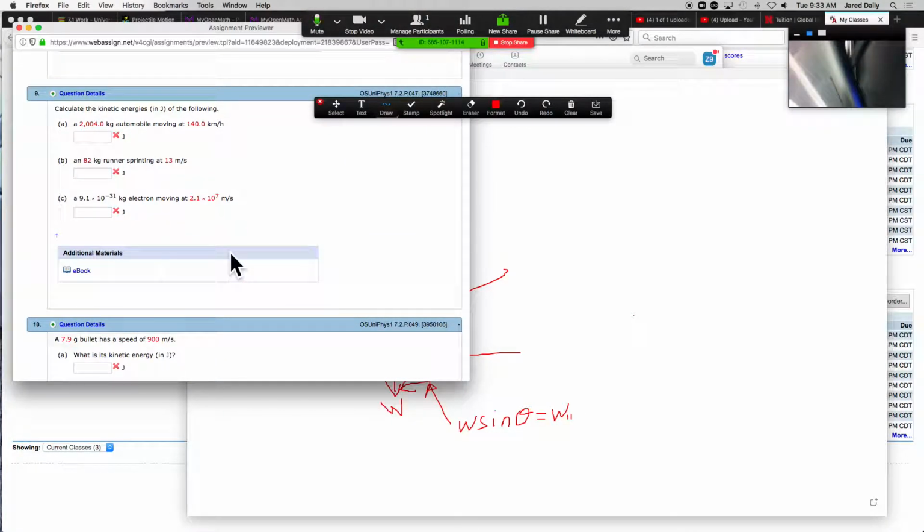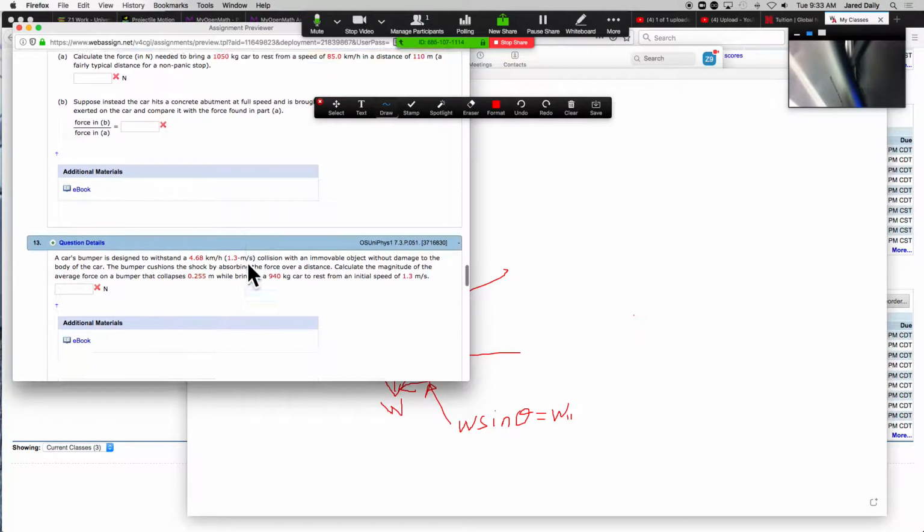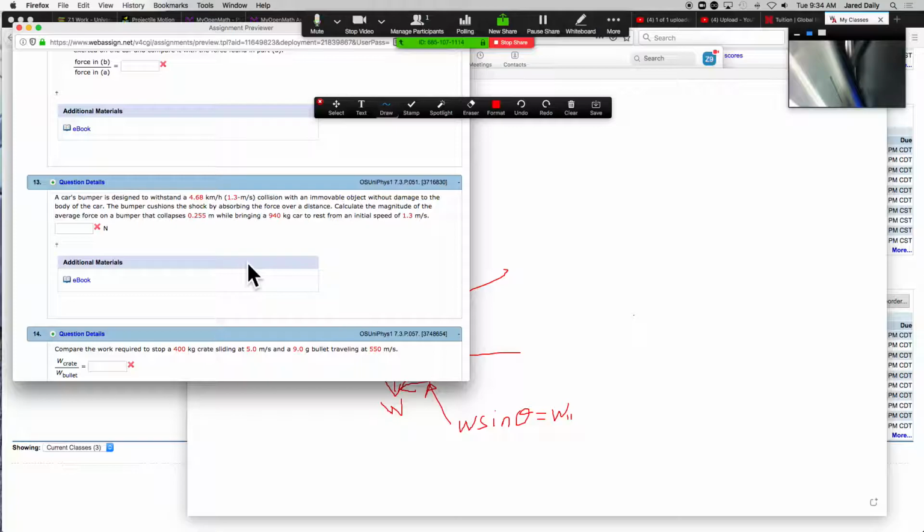Now, did we talk about kinetic energy yet, or did we just talk about work? Just work? So the next parts are mostly about kinetic energy, and then the very last few are about, I guess we have a few about kinetic energy, a few about the energy theorem, and then a few about power, and then we're done.